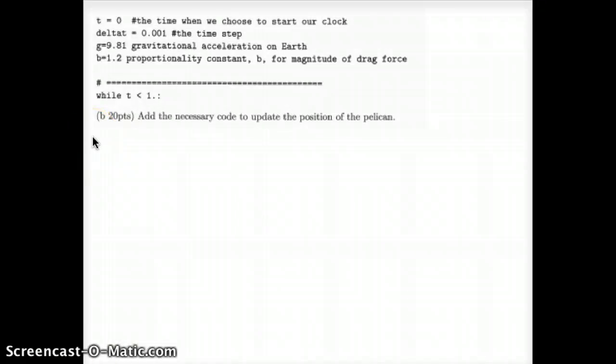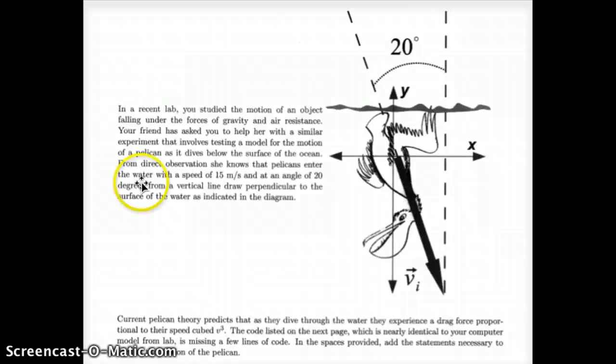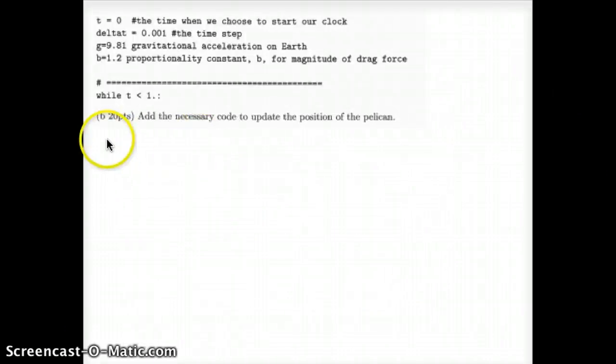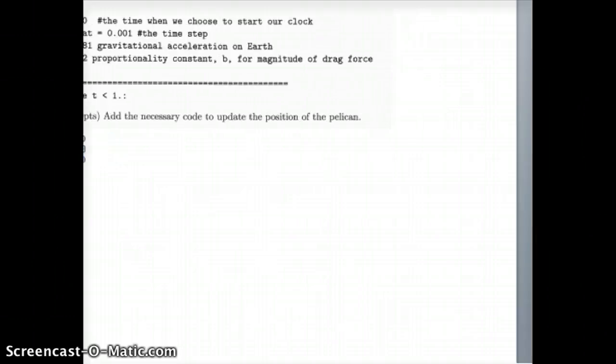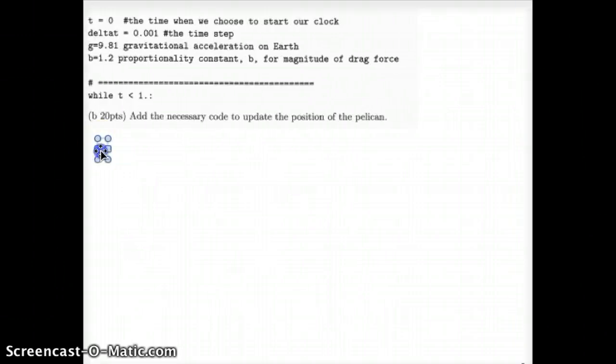Okay, so that said, the bulk of your points actually come from the next section, which is creating the while loop. The net force on the pelican is going to be the force of air resistance and the force of the weight. So let's identify those first before we write out the net force.